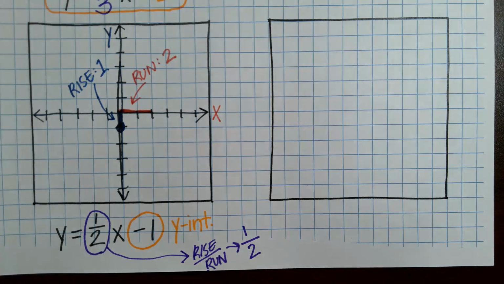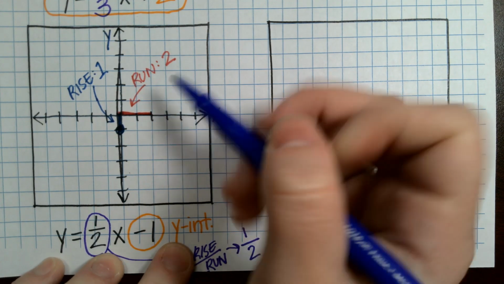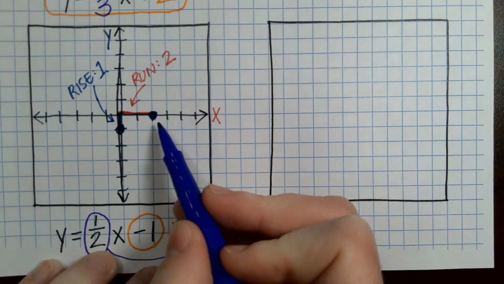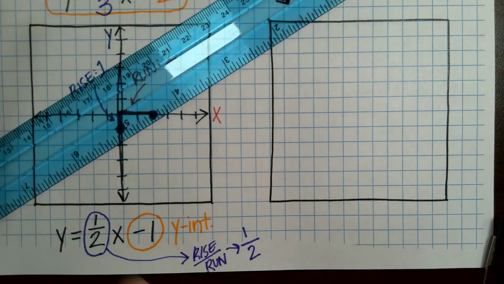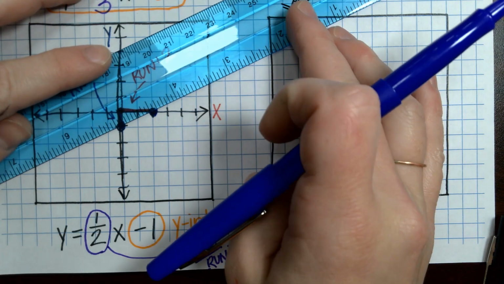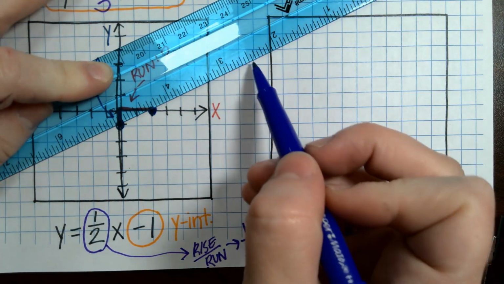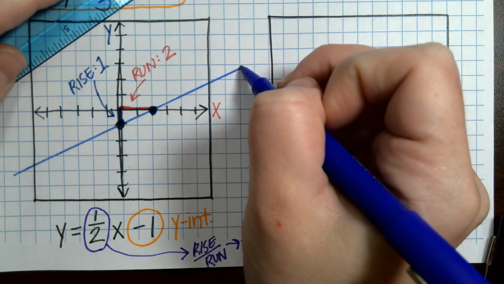My run is 2. So where's my second point going to go? Say that again? Right there where the 2 is? Yes, right there on the x-axis at 2. You guys see that? Okay, all you got to do now is connect the dots. That's it. You drew another line. It's not so bad once we just get used to identifying those parts and figuring out where to put them.